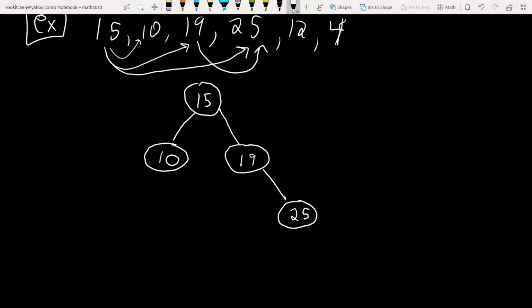And then that jumps me out of the loop and I go all the way back to 15 again. So I compare 15 to 12. 12 is less than 15, so I go to the left.